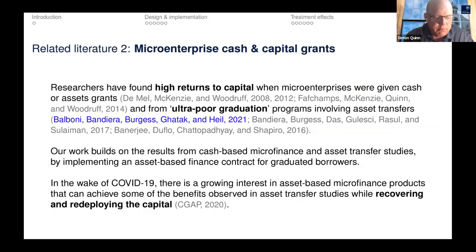We think this is particularly important in the wake of COVID-19, where there's growing interest in asset-based microfinance. And this really comes back to the question that Alexander posed at the beginning, which is, how do we think about making these kind of financial or asset transfers viable while also recovering and redeploying the capital? What we show both empirically and through our structural model is that asset-based financial transfers are a way to do that.